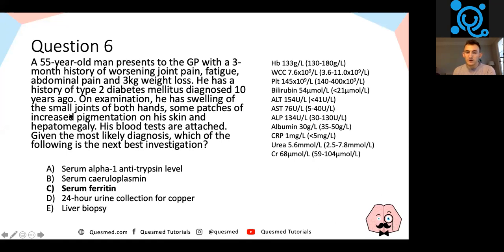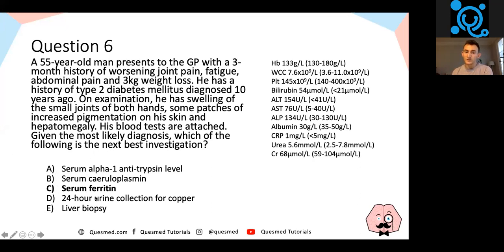The most important things to note from this question are the history of diabetes, the increased pigmentation on his skin, and the chronic liver disease. That all points towards a diagnosis of hereditary hemochromatosis. Now, we're getting into the rare causes of liver disease, but it's important to remember all of these as causes of liver function derangement, and hereditary hemochromatosis is one of them.